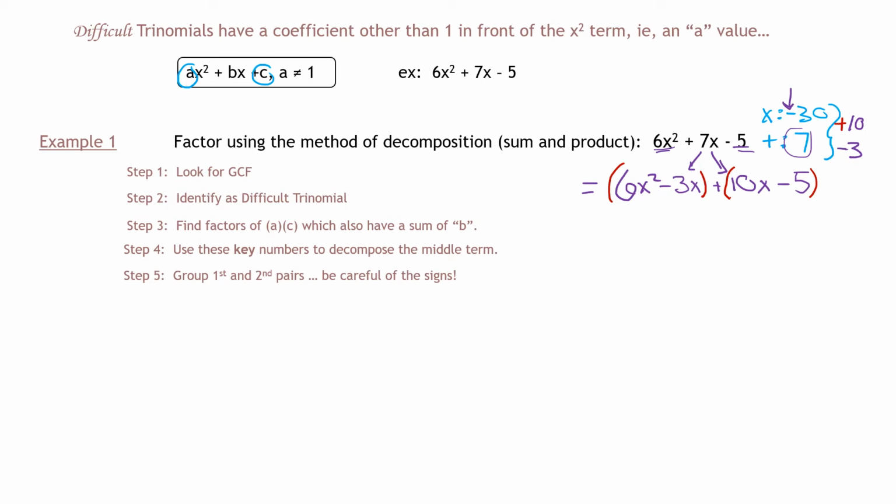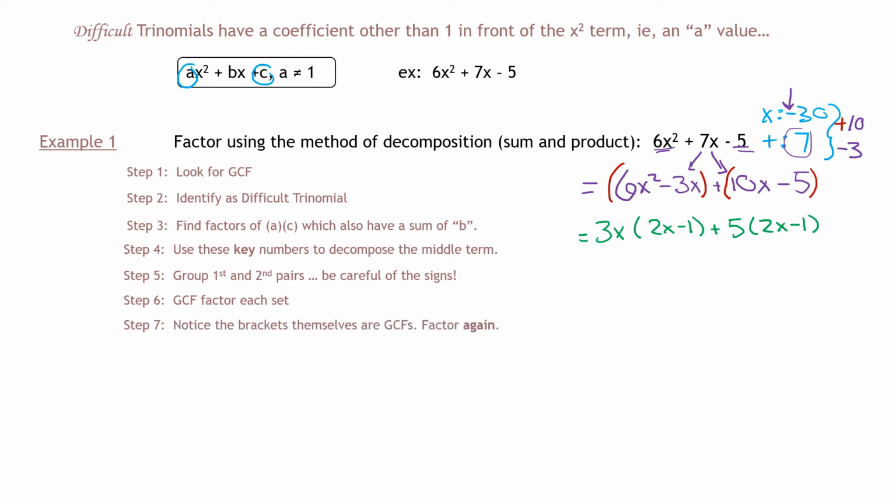Okay, so that's grouping. Now, each pair of brackets here has a greatest common factor. The first one has the greatest common factor of 3x. When I factor out a 3x, I'm left with 2x minus 1. And when I take the second group, the common factor here is a 5, and I'm left with, surprise, surprise, exactly the same thing, 2x minus 1.